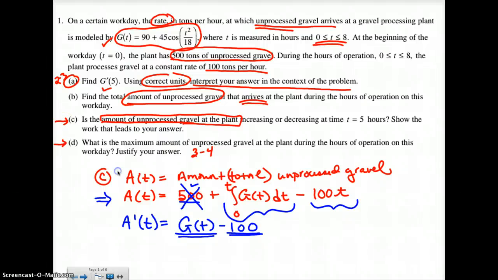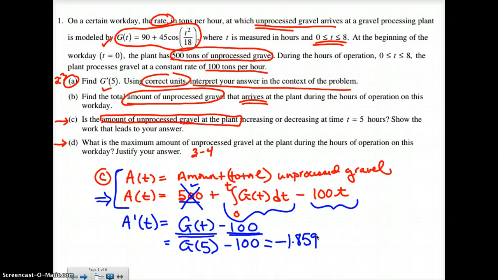I think that you actually could have gotten away without setting up the calculus, and you could have just said, you know what, the rate at which unprocessed gravel is arriving at the plant is, in this case, G of 5. And if you do that on your calculator, I'm not exactly sure what you get, and then subtract 100, you end up getting a negative number. I'm not sure this is exact, but it's pretty close.